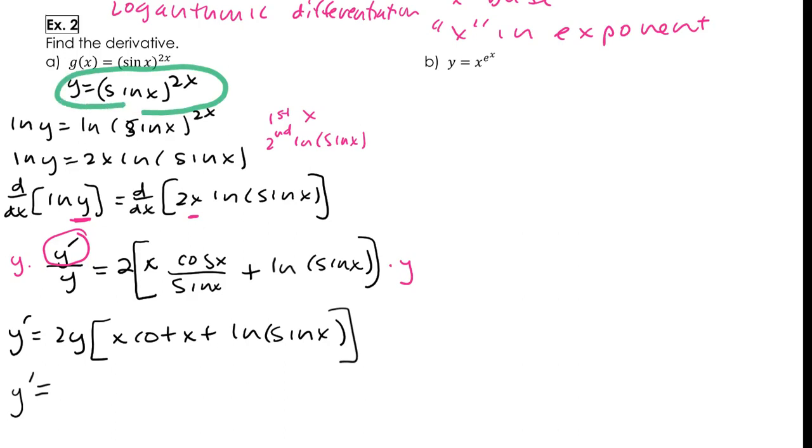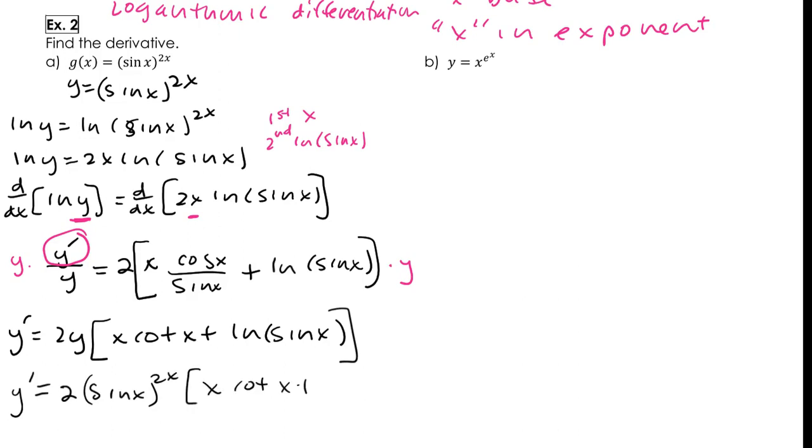So now we don't want y in our answer, but if you remember up above, here is what y is. So now I can replace this y with sine x to the 2x, times x cotangent x plus natural log of sine x. Wow, so that looked bad. I don't think it was as bad though, because our only derivative was natural log, and we're so good at that.